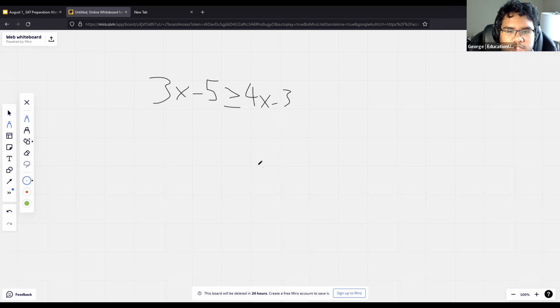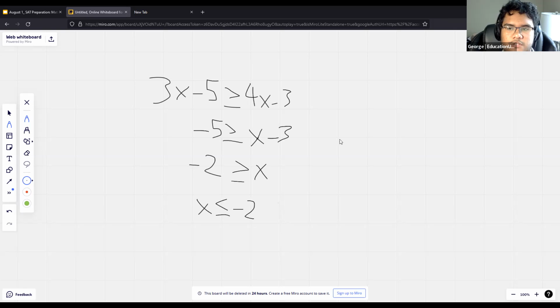This is not that different from solving a typical algebra equation. The only difference is it's an inequality. What you end up with here is -2 is greater than or equal to x, which you can flip around for easier readability as x is less than or equal to -2. So the solution here is actually x is less than or equal to -2, not bigger than 2.